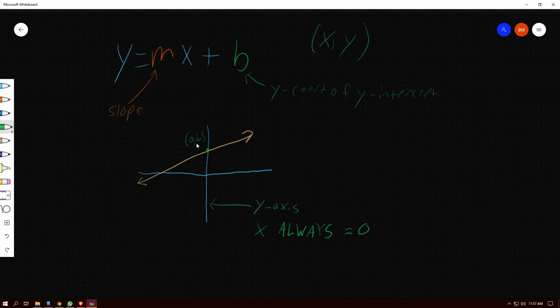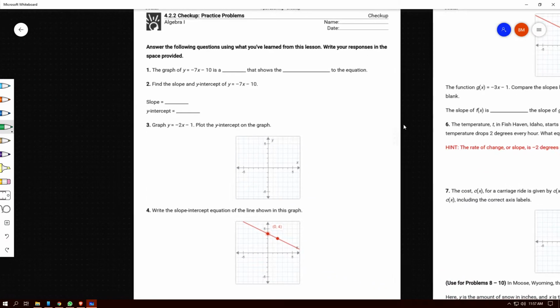So (0, b), and the y-intercept will always, always, always have an x value of 0, because the y-intercept has to be on the y-axis, and on the y-axis, x is always equal to 0. So the y-intercept will always have an x value of 0. Repeat, the y-intercept will always have an x value of 0. All right, let's go into this checkup.